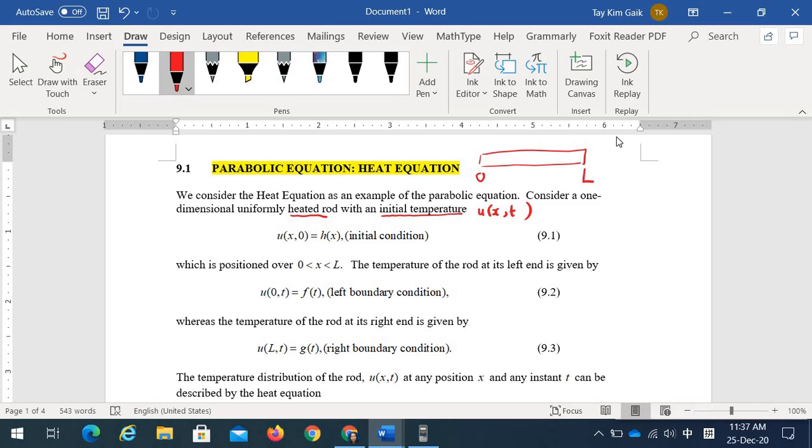Lastly, we have the temperature at the right end here, x equal to L, so u(L,t) equals g(t). This is the right boundary condition. When x equals 0, there's a left boundary condition. When t equals 0, this is the initial heat condition.